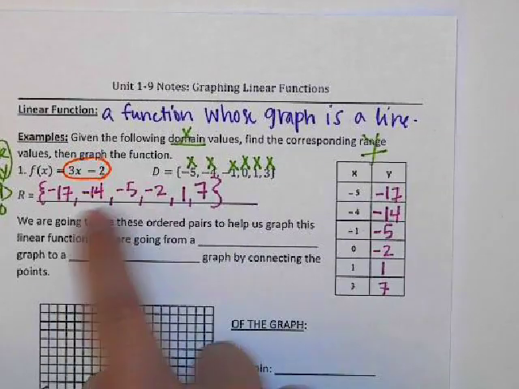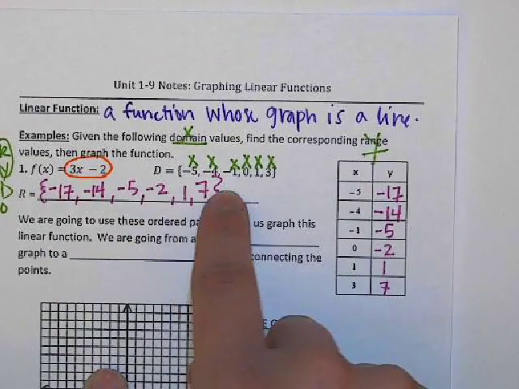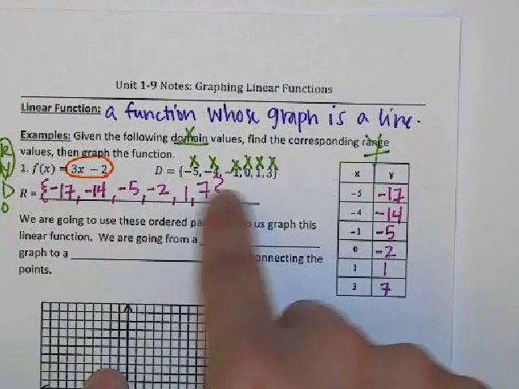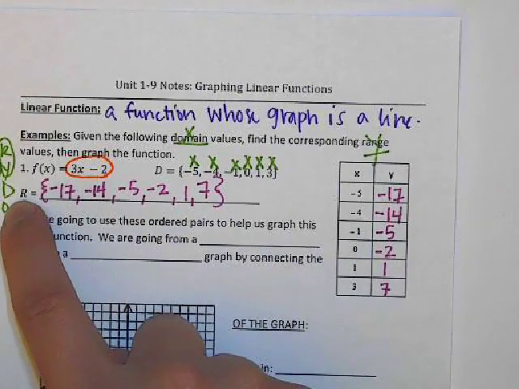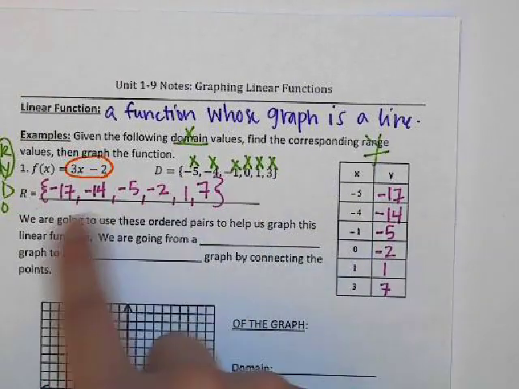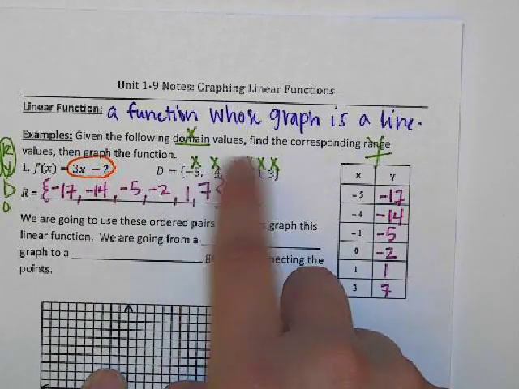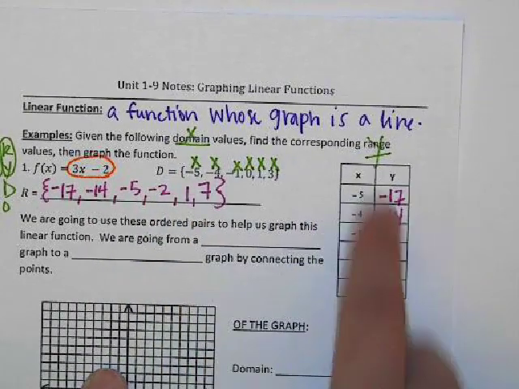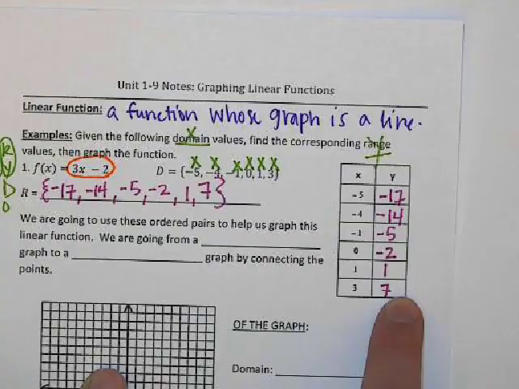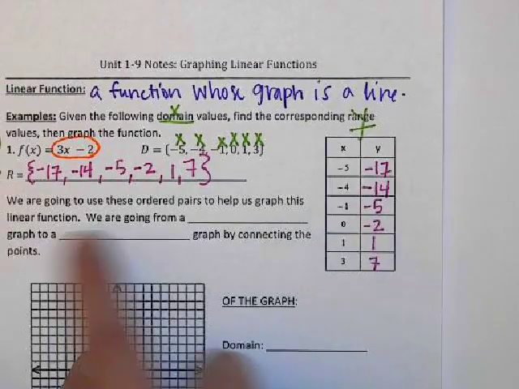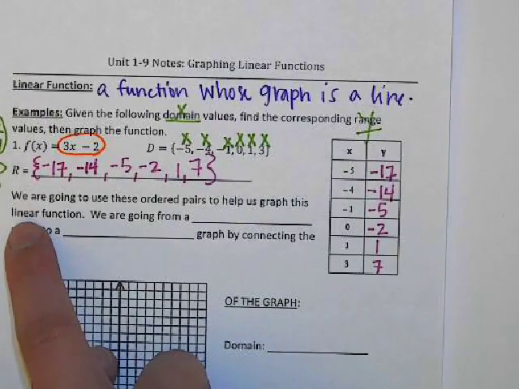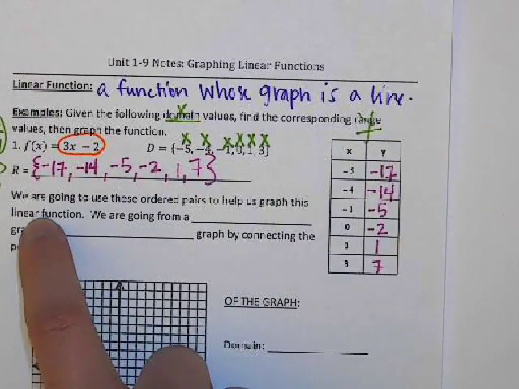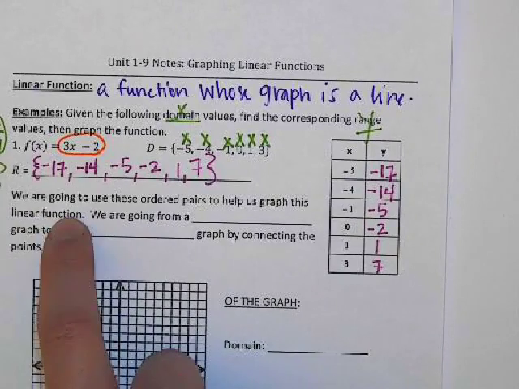What are these? They're my what? My y's, which stands for R. What's the R stand for? Range. These are my range. These are my domain. This is a table. Okay? Then it says we are going to use these ordered pairs to help us graph this linear function. What's linear mean? Line. What's function mean? Equation. So my line equation.